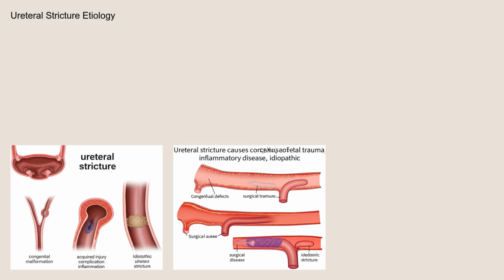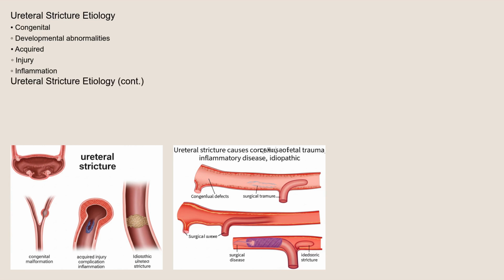The etiology, or causes, can be broadly categorized. Congenital strictures, present from birth, are due to developmental abnormalities of the ureter. Acquired strictures are more common and often result from injury or inflammation. These can be caused by kidney stones, surgeries near the ureter such as hysterectomies or colon resections, radiation therapy, infections like tuberculosis, or even tumors that compress or invade the ureter. Occasionally, the cause remains unknown, termed idiopathic ureteral stricture.